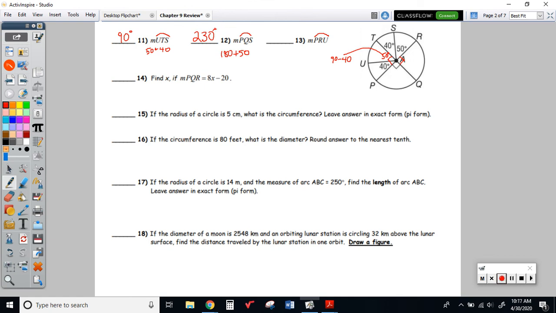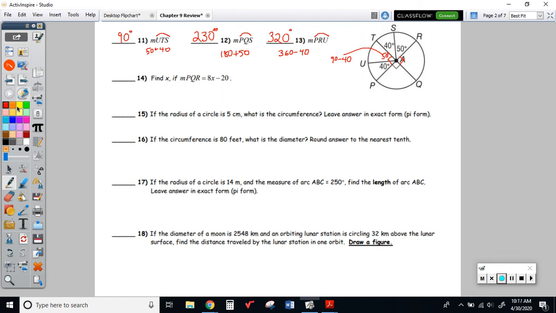The measure of PRU, so connecting P to U through R, going the long way around, we could add up 90, 90, 50, 40, and 50, or more simply, we could just subtract 40 from 360. So that's the route I'm going to take with that, because what's left over would have to be what it would be from there to there, and that is 320 degrees.